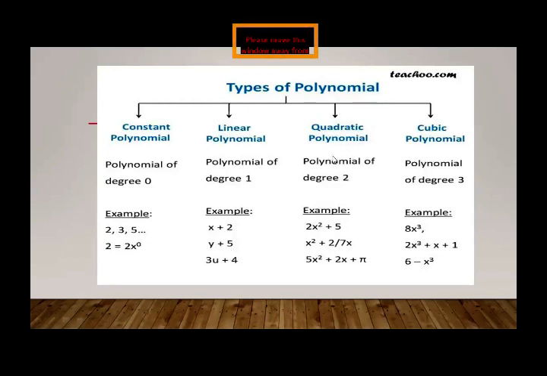Then quadratic polynomial, a polynomial of degree 2. The examples are 2x square plus 5, x square plus 2 upon 7 into x, 5x square plus 2x plus 5. And at the end, we have learned about cubic polynomial. Cubic polynomial means a polynomial of degree 3. Examples are 8x cube, 2x cube plus x plus 1. And the last example is 6 minus x cube.